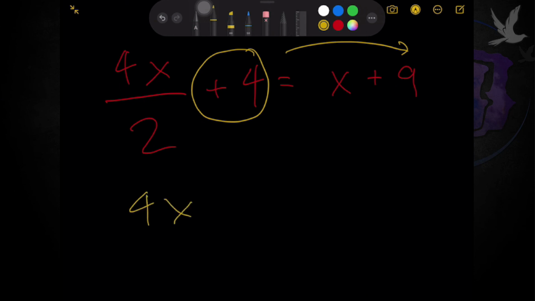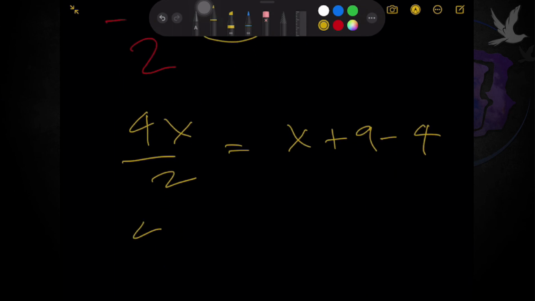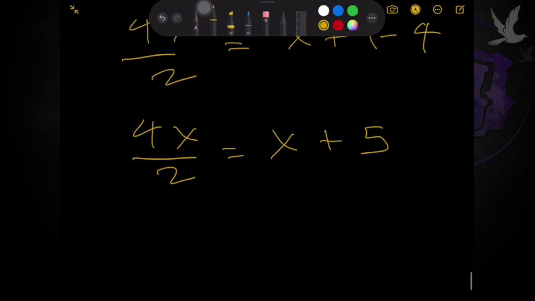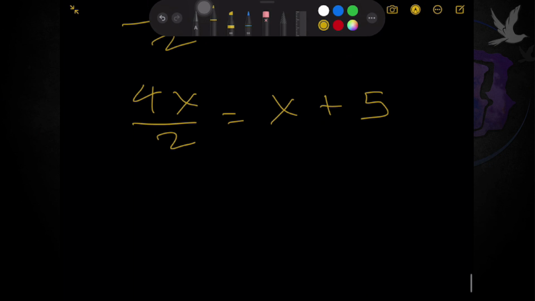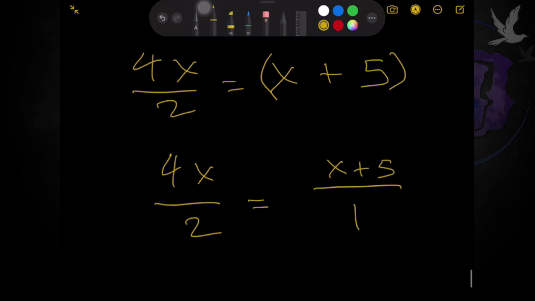So, we now have, rewriting it, 4x over 2 equals x plus 9 and 4. So, if you notice, positive tayo dito, which means pagdating sa kabila, it will now become negative. So, rewriting further, we have 4x over 2 equals x plus, what is 9 minus 4? It is 5. Okay. So, ngayon, Teacher Mark, how are we going to do this? Ngayon, okay. So, x plus 5, you can write it in parentheses, then you want to put a denominator of 1 nga sa kanila. So, that's x plus 5 over 1. Okay, so ganun lang yan.